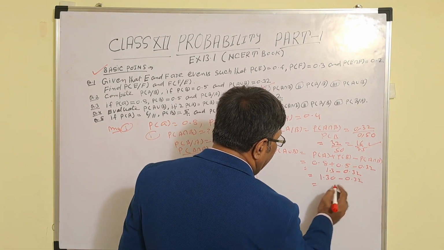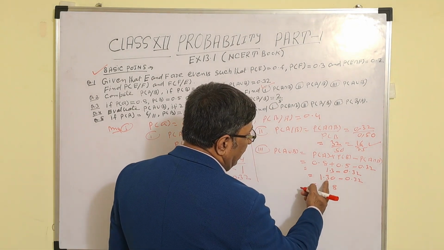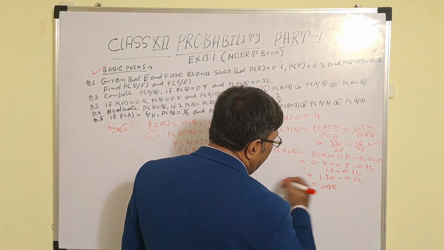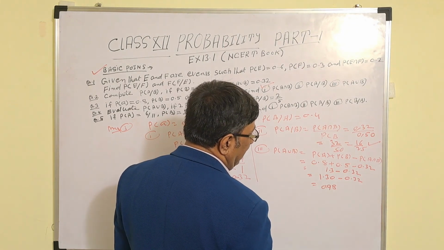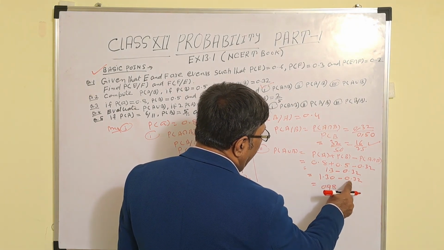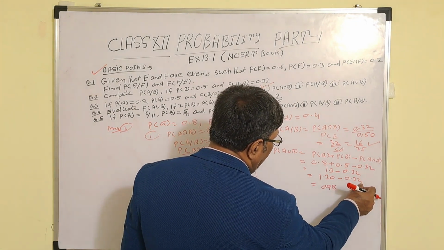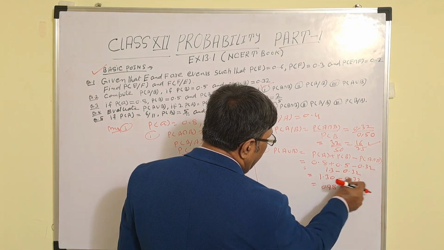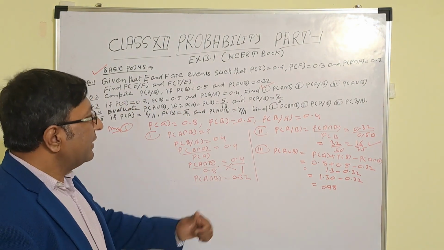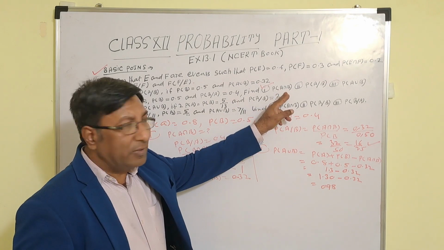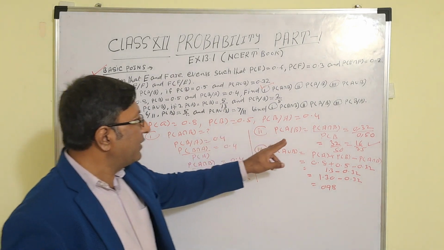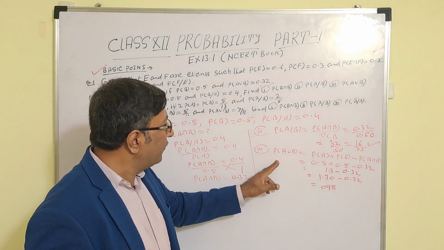0 minus 2, that is 10 minus 2, 8. Now this is 2, so we take 12. 12 minus 3, 9. So this answer is 0.98. So 0.98 is the right answer. So this is 1.30 minus 0.32: 10 minus 2 is 8, this is 2 so 12 minus 3 is 9, so 0.98. So the correct answer is 0.98. In this way we have found the first part, probability of A intersection B, the second part, probability of A given B, and the third part, probability of A union B.